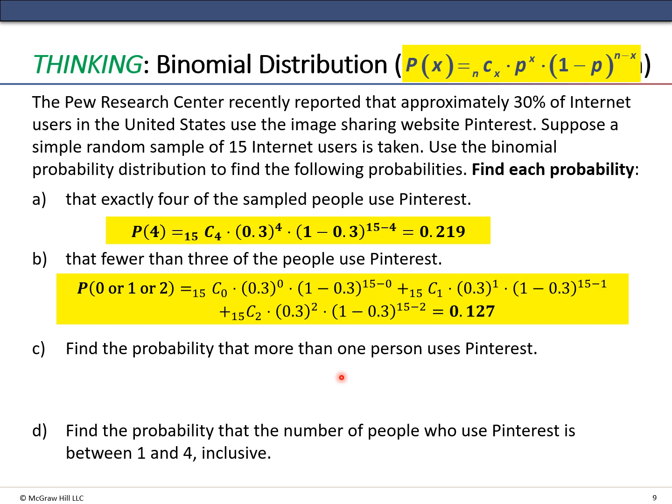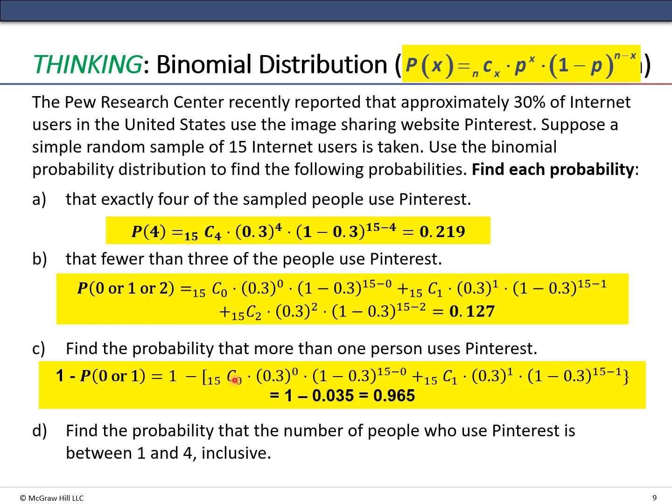So here what we're going to do is 1 minus the probability of 0 or 1. So we have 1 minus the probability of 0, just like we had before, plus the probability of 1. And so we get 1 minus 0.035, which gives us a 0.965 probability. So the probability is pretty high that more than one person uses Pinterest, given a sample of 15.